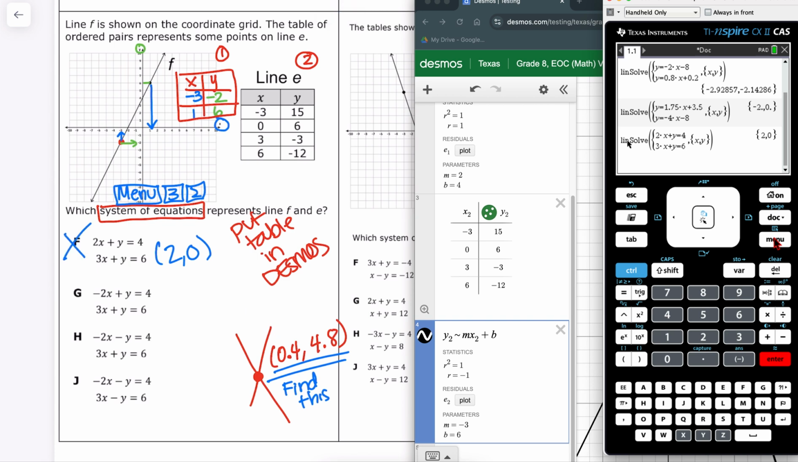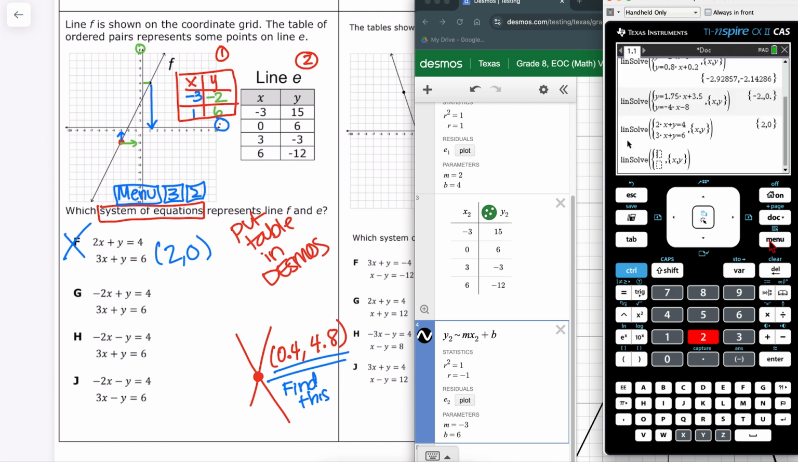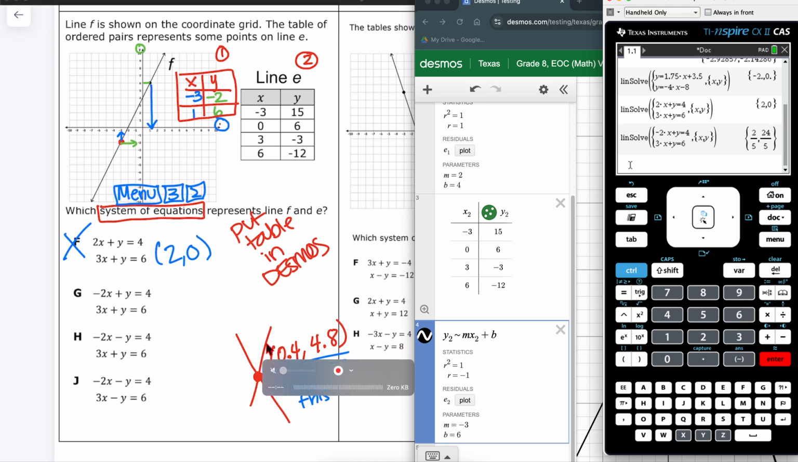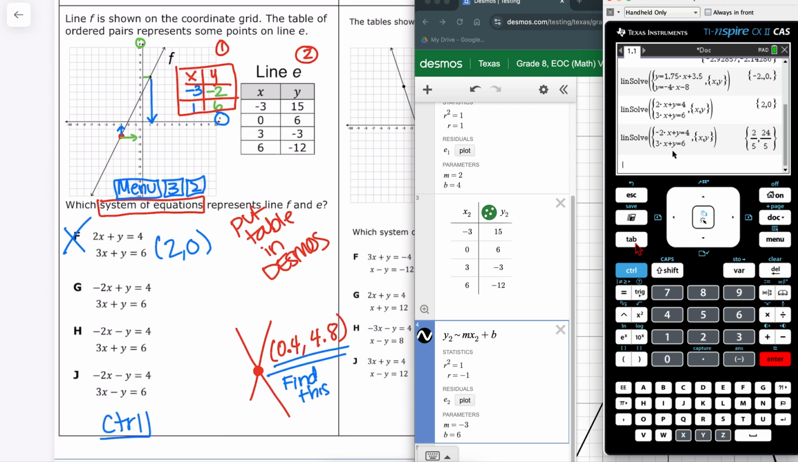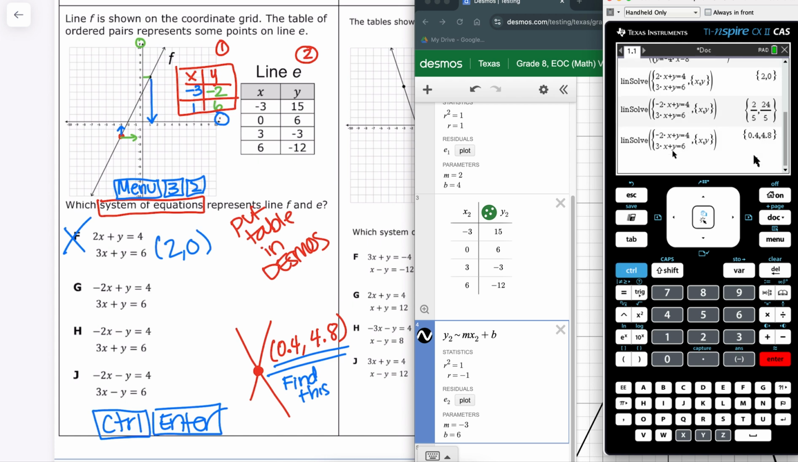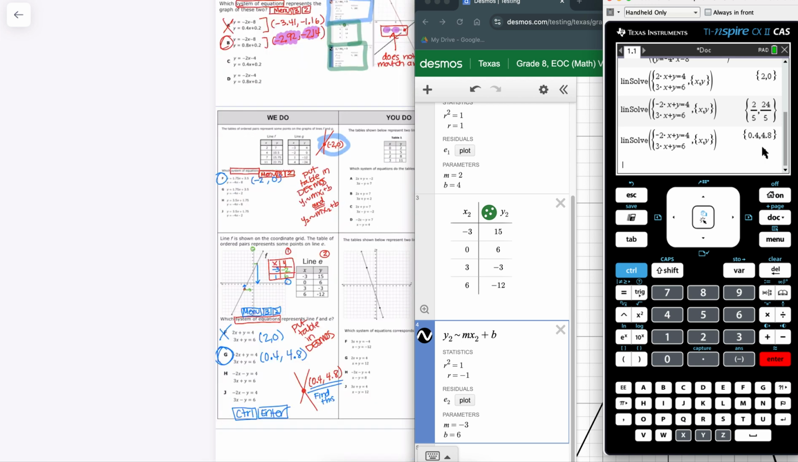Now I'm going to try G. Okay, menu 3, 2, enter. Negative 2x plus y equals 4. 3x plus y equals 6. Enter. That gave me a fraction, but I'm looking for a decimal. So here, I need to use the control, enter. So I'm going to press control, enter, and that gives me 0.4 comma 4.8. And this is the same. So G would be my answer, and that is all we are doing tomorrow.